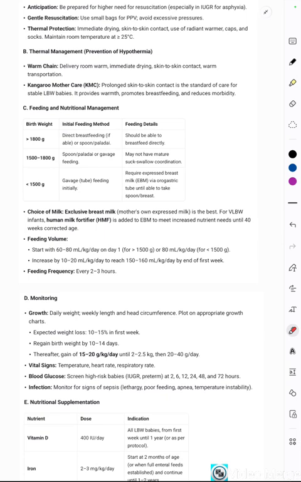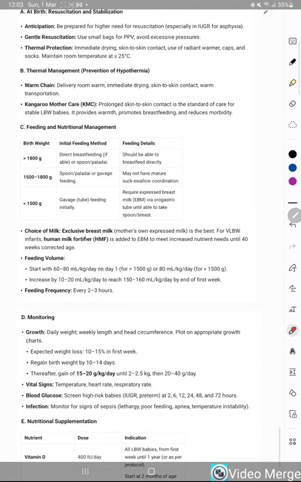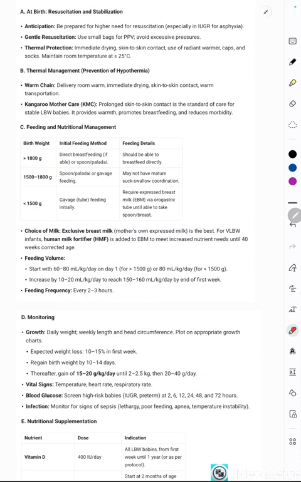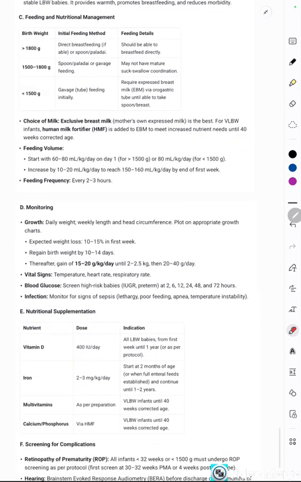Then feeding. Now feeding depends upon the birth weight. If the birth weight is more than 1.8 kg, then direct breastfeeding can be done. If the birth weight is 1.5 to 1.8 kg, then spoon or paladai feeding should be done, because the suck swallow coordination has not developed. If the birth weight is less than 1500 grams or 1.5 kg, in that case we do nasogastric tube based feeding, where the expressed breast milk is given via the orogastric or nasogastric tube. Then the choice of milk: exclusive breastfeeding is the best. For very low birth weight babies, human milk fortifier is required.